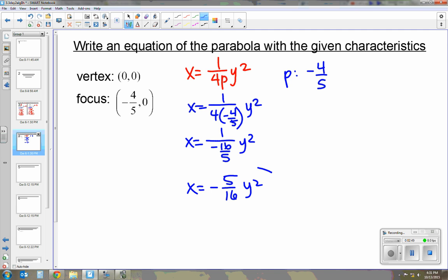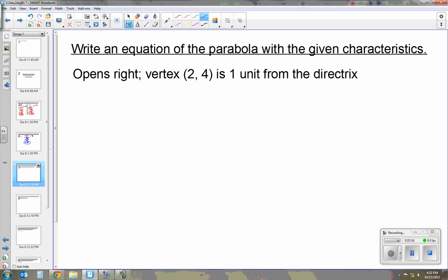y squared. So those are pretty quick and easy as long as you pay attention to if it's an x equals or a y equals. And then you can just plug in and solve after you find your value of p. Now these are all when the vertex is (0, 0). But what happens when the vertex is no longer (0, 0)? It has been transformed. It's a transformation.